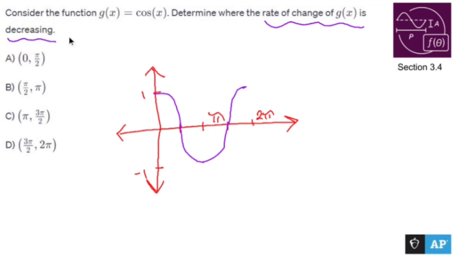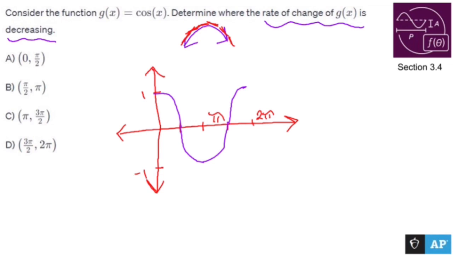Now, my job is to find out where the rate of change is decreasing. What does the rate of change is decreasing mean? That means concave down. Okay, rate of change is a fancy word for slope. And this slope, as this moves to the right, gets smaller and smaller. So concave down is another way of saying rate of change is decreasing. So where is this guy concave down?